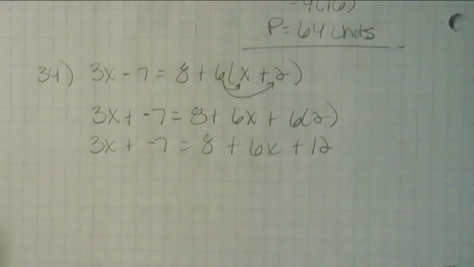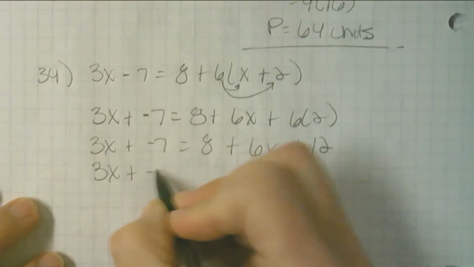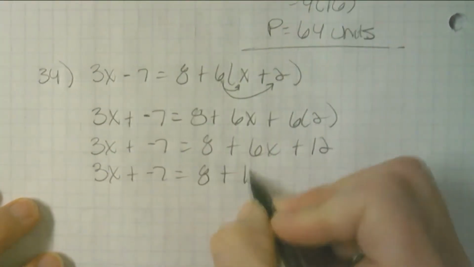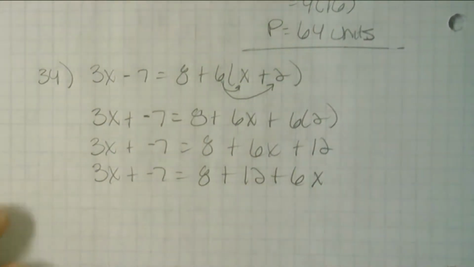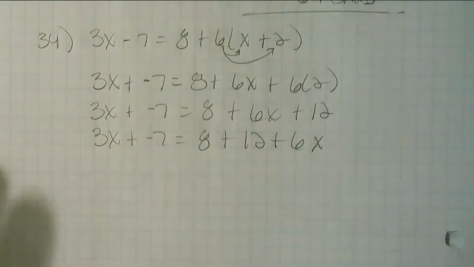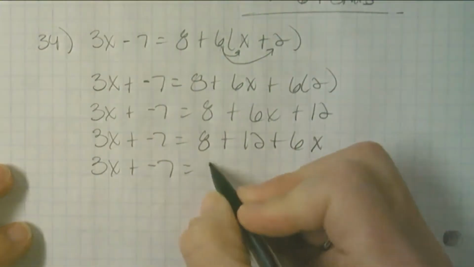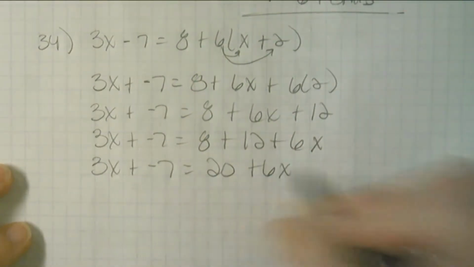Now what do I expect you to do? Cameron? Talk louder. Excellent. That's exactly right. We're going to use the commutative property to move the 8 and the 12 next to each other so I can add them. That is a requirement of mine. So I end up with 3x plus negative 7 is equal to 20 plus 6x.